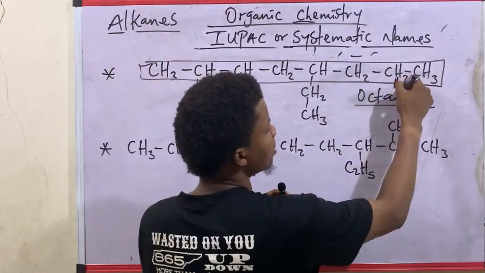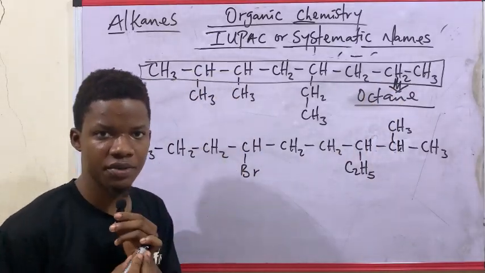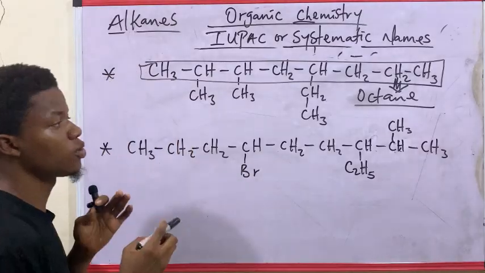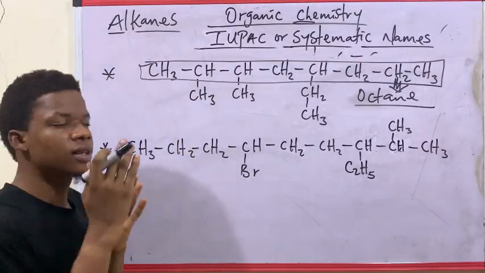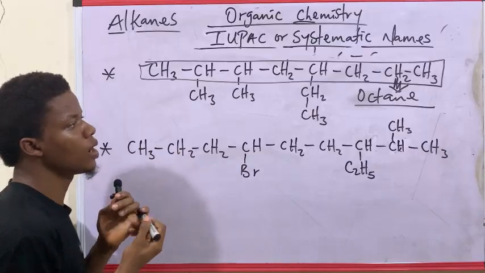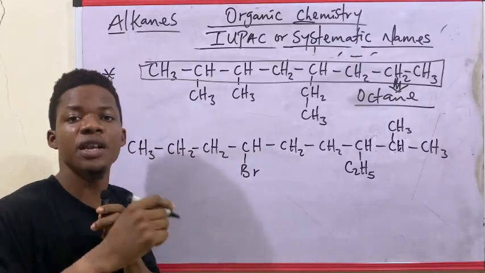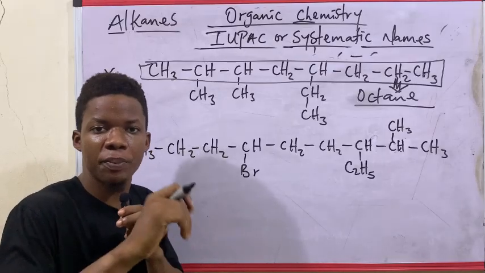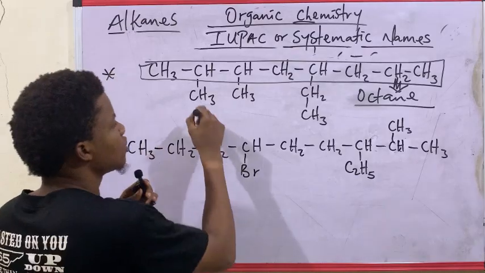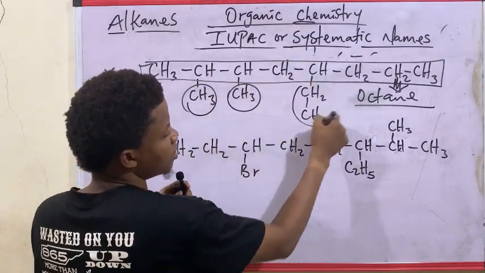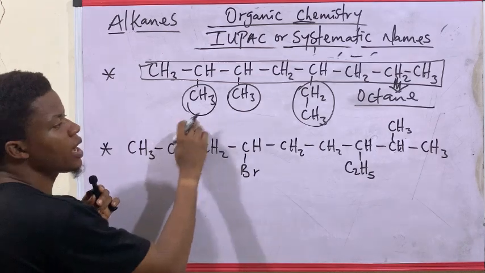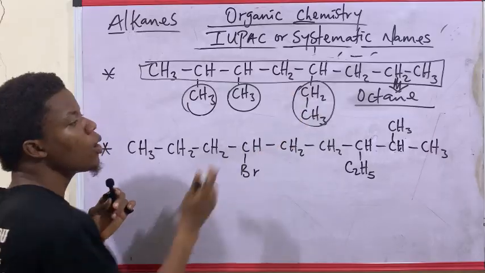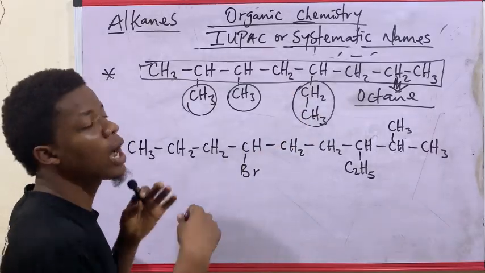So our parent chain is literally octane, because octane is the alkane with 8 carbons. Now, since we have identified this, remember I told you any group that is not part of the parent chain is considered as a substituent. So we have substituent, substituent, substituent. Now this is a methyl group. So we have 2 methyl groups and then we have 1 ethyl substituent. So now how do we name this?